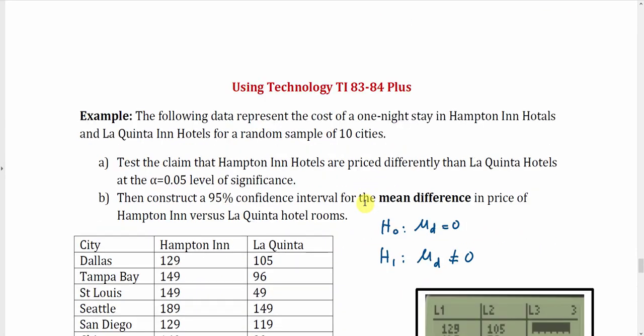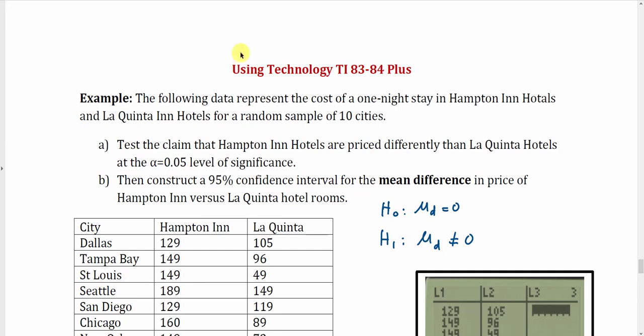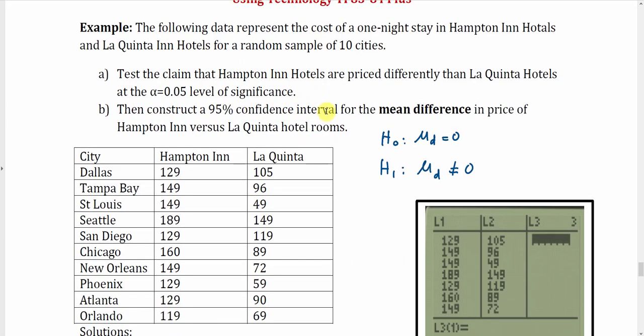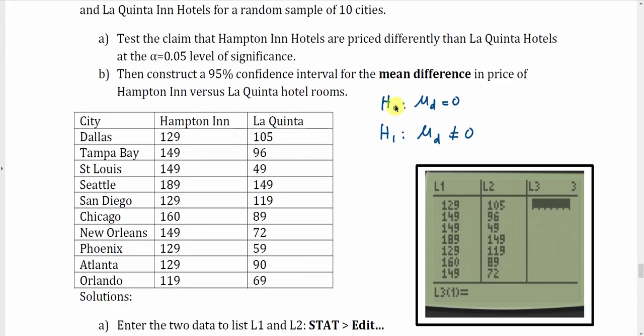Okay, so the last objective for this video is to use the technology, the TI-83 and 84. We use the same data, the same example for the Hampton and La Quinta, but now we only use the TI-84 and 83 to make the conclusion. Okay, so we know that the null hypothesis and the alternative hypothesis are the same as before. The mean of the differences, we assume it to be 0 for the null, and we assume it is not equal to 0 for the alternative hypothesis.